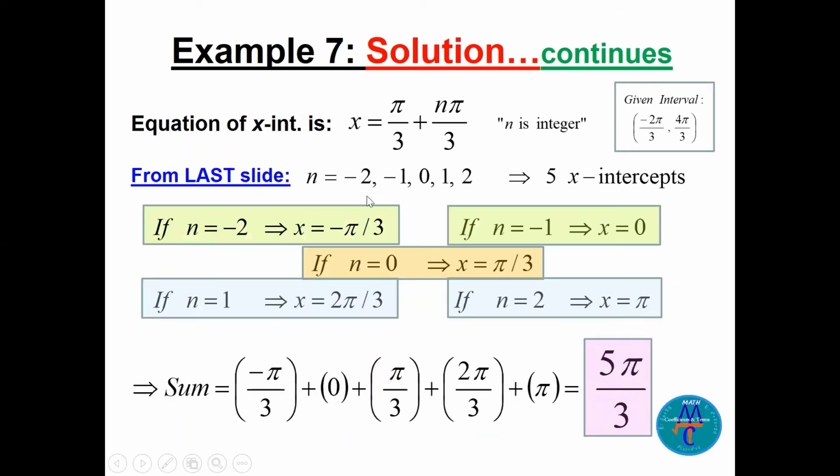So this is the equation for the x-intercept in this interval. If you change the interval, the values of the x-intercepts will change and the number of the x-intercepts will change. So I put n equals minus 2, minus 1, 0, 1, 2 in this equation here. So I get minus pi over 3, 0, pi over 3, 2 pi over 3, and pi. If I add all these together, I get 5 pi over 3, which is the sum of the 5 x-intercepts in this interval.